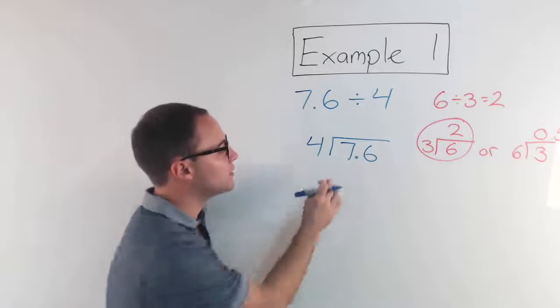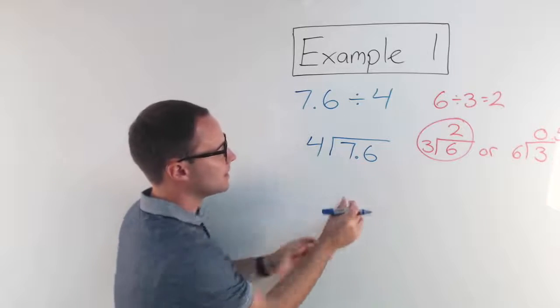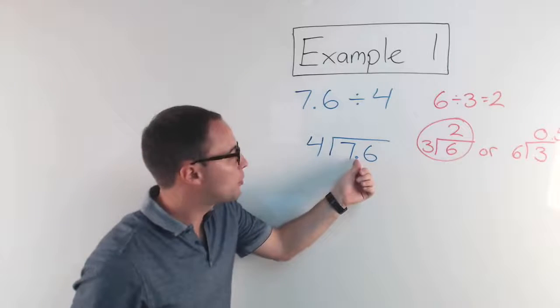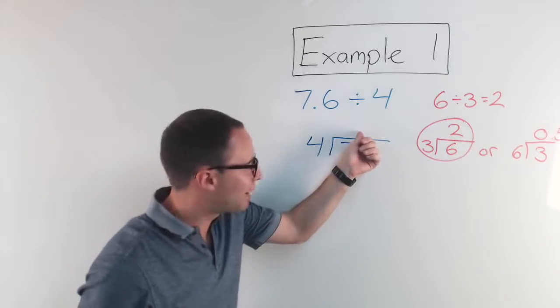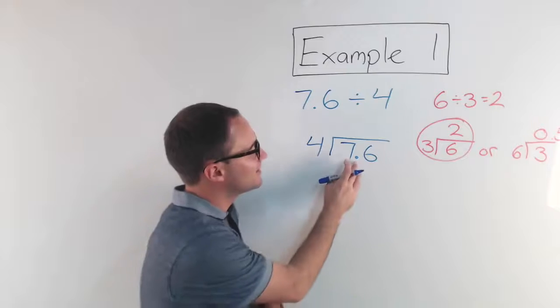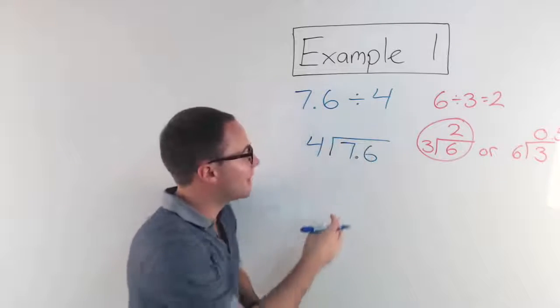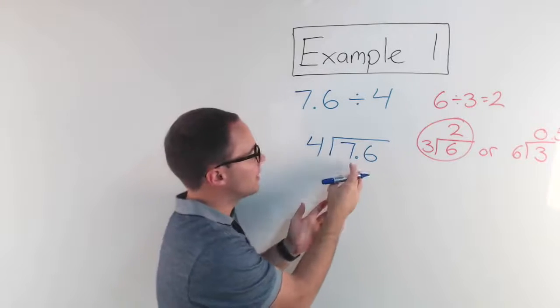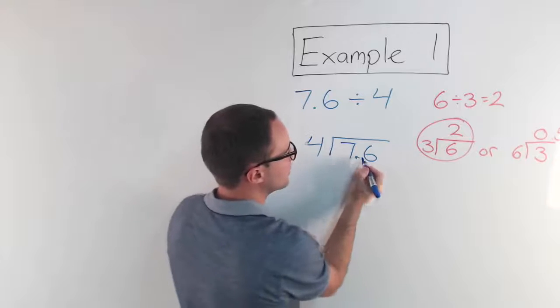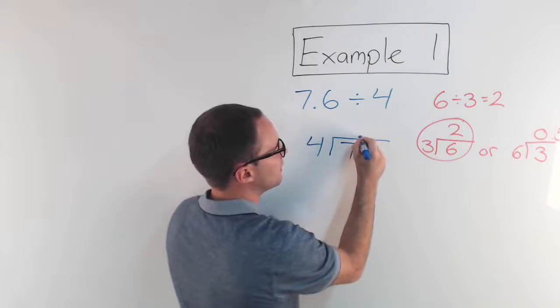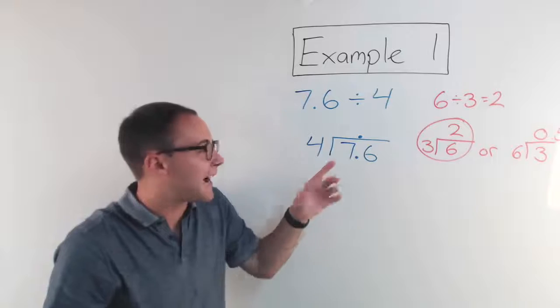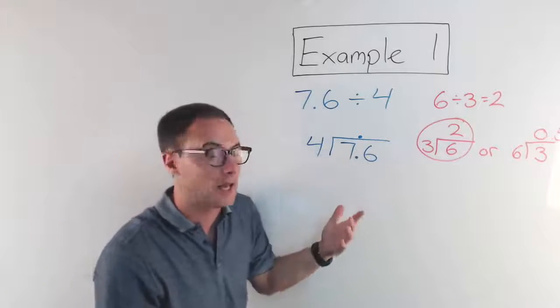Now, when you're dividing with decimals, the decimal point goes directly above where it is in your problem here, 7.6. So it goes directly above. That's where it's going to be in your quotient. So I like to put it right off the bat so I don't forget.